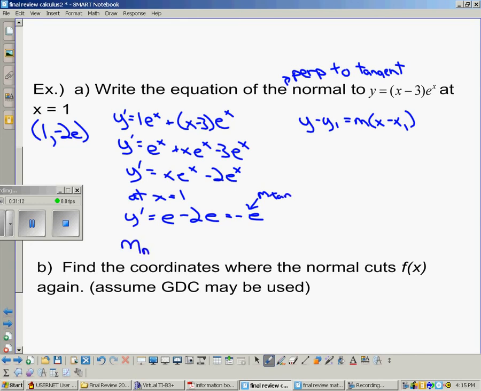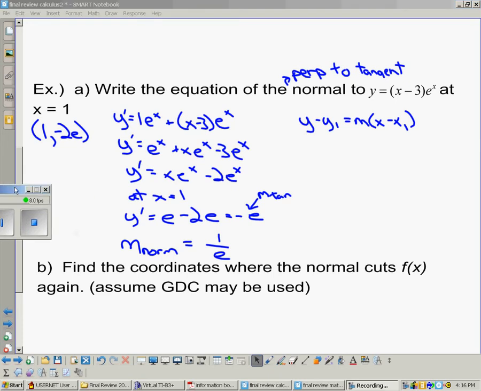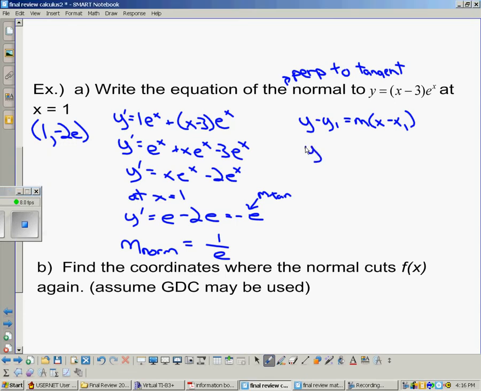If we want the slope of the normal, and I'm using the letter m here for slope, we'd have the negative reciprocal of negative e. So flip it upside down, gives us 1 over e, and change the sign, gives us positive 1 over e. Now let's substitute in what we've got. Okay, so y minus y1, which is negative 2e, equals m, 1 over e, times x minus x1, which is just 1. y plus 2e equals 1 over e times x minus 1 over e.